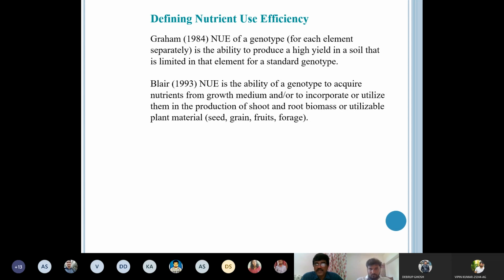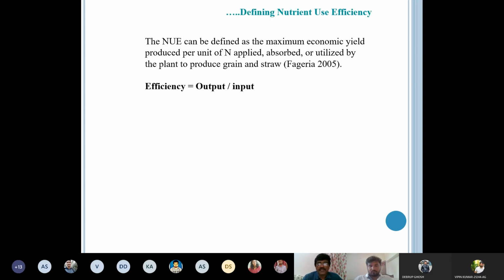In the same way, the same genotype should also be able to produce high yields, high biomass under sufficient nutrient supply also, not just limited. Under sufficient means under both conditions, it should be able to perform. But particularly with respect to limited nutrient condition, it should excel. It should produce good biomass. So there are many definitions, and the best one I found is that nutrient use efficiency can be defined as the maximum economic yield produced per unit of nitrogen applied, absorbed, or utilized by the plant to produce grain and straw. So this is the simplest definition of nutrient use efficiency.